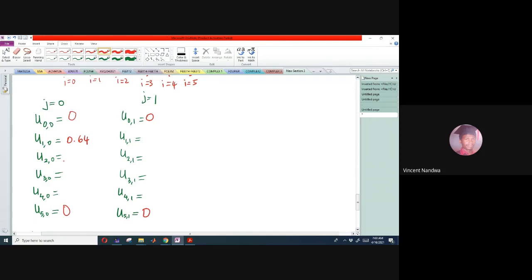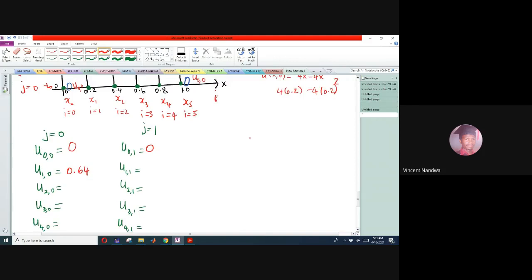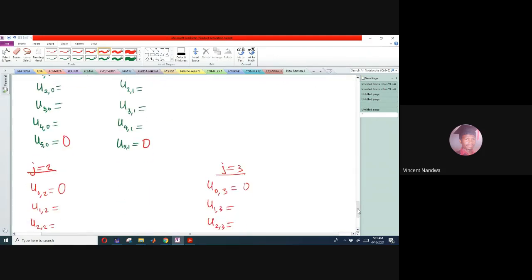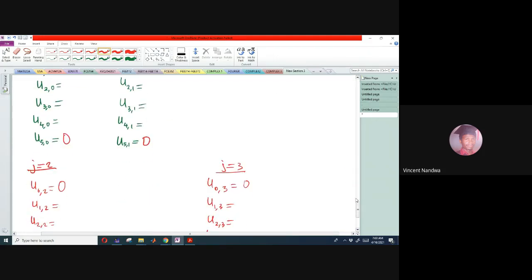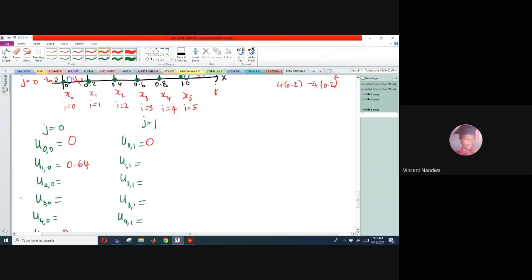And then when i is 2, you replace in the same function 0.4, and when you do that you get 0.96. When you replace x3, which is 0.6, in that function, you get 0.96 still. When you replace the value for i equals 4, which is 0.8, you get 0.64. So those are the values.